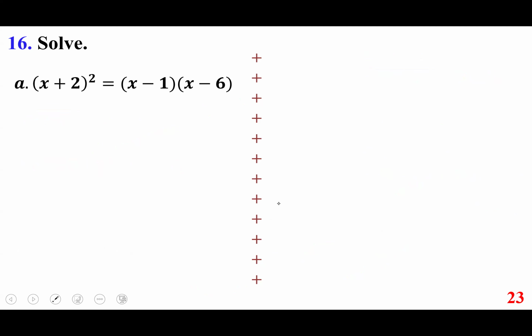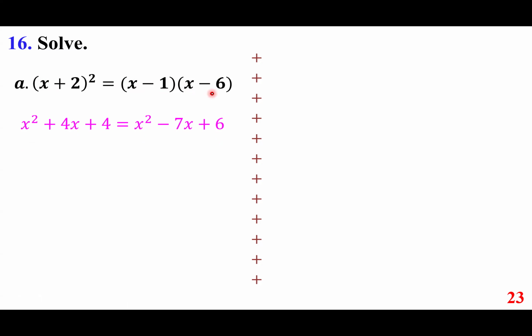(x plus 2) squared equals (x minus 1) times (x minus 6). Well, to solve this, you have to raise the left-hand side to the power of 2 and work it out. This is x squared, then 2 times x times 2, 4x, then plus 4. x times x is x squared. You add negative 1 and negative 6, you get minus 7x, and this is plus 6. I'm assuming everybody remembers the basic math, how we do the foiling.